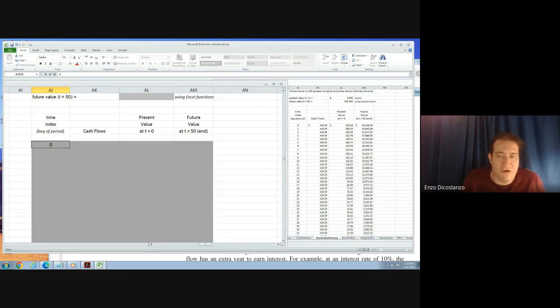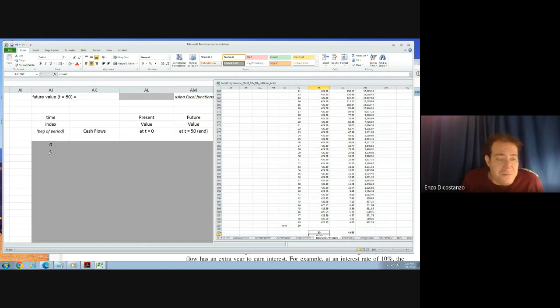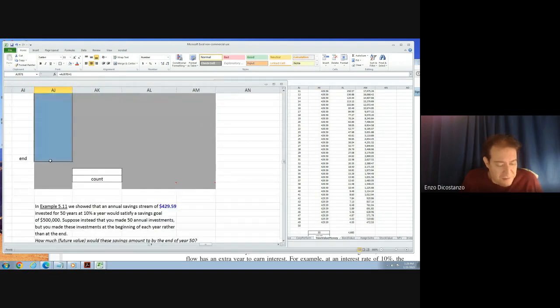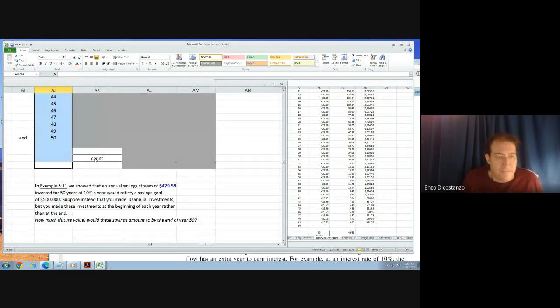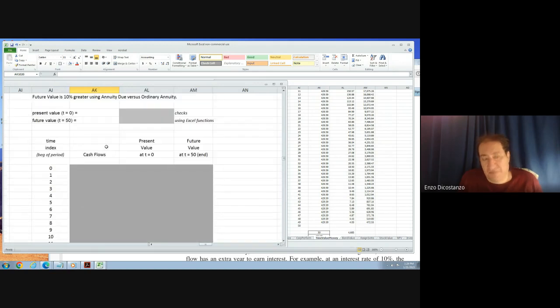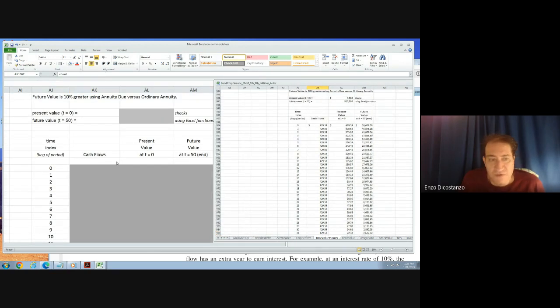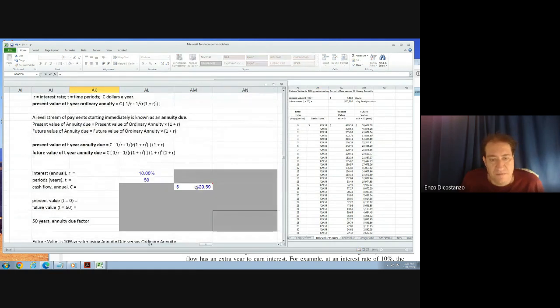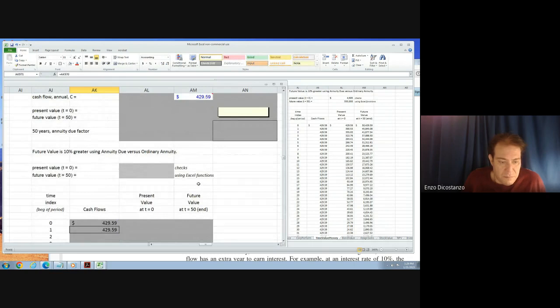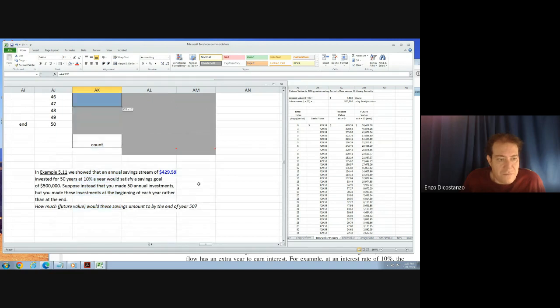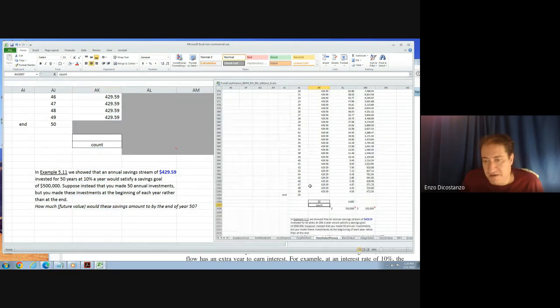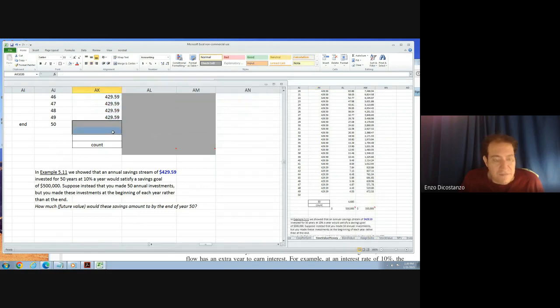So 0 is today, equals 1 plus. Okay, and 50 of these would really just be up to the 49th one, right? That's 50, right? If you start at 0, that's your one. So what we'll do is we're going to say equals cash flow, and we're going to go to the 49th spot.